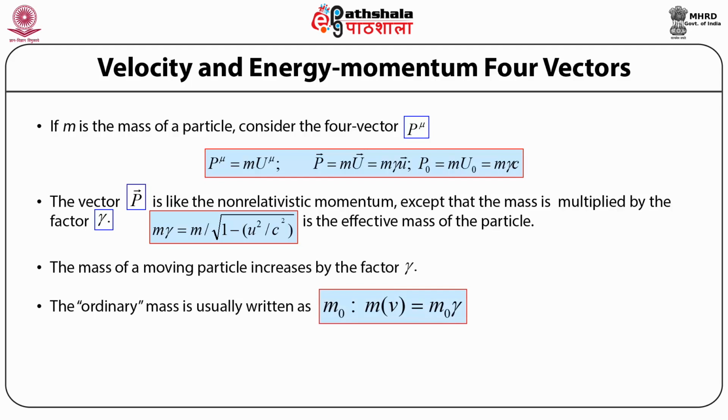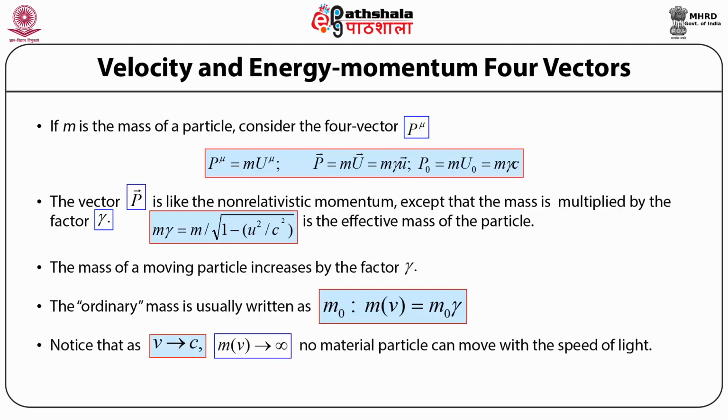The ordinary or the rest mass is normally written as m naught, and the mass as measured in a frame of reference in which the particle is moving, that is the mass as a function of the speed v, is written as m naught times gamma. Further, if the speed v tends to the speed of light c, then the mass of the particle as measured in a moving frame of reference, m as a function of v, tends to infinity. Therefore, no material particle can move with the speed of light.